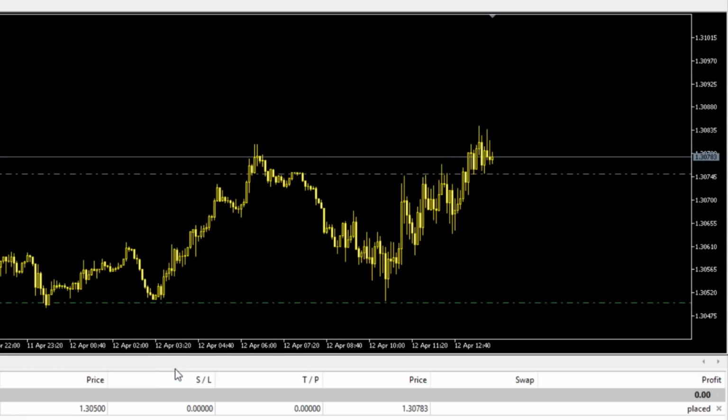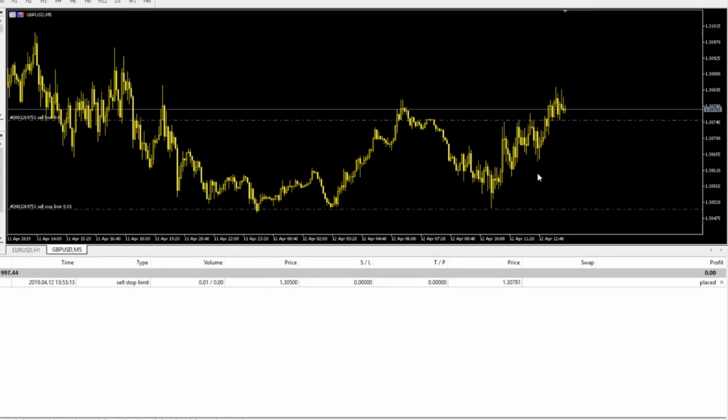So here we are. We've placed a sell stop limit instruction, sending MetaTrader 5 the instruction that once you reach 1.3050, please execute a sell limit for me at this price here, which is 1.3075. And that's how buy stop limit and sell stop limit orders work.